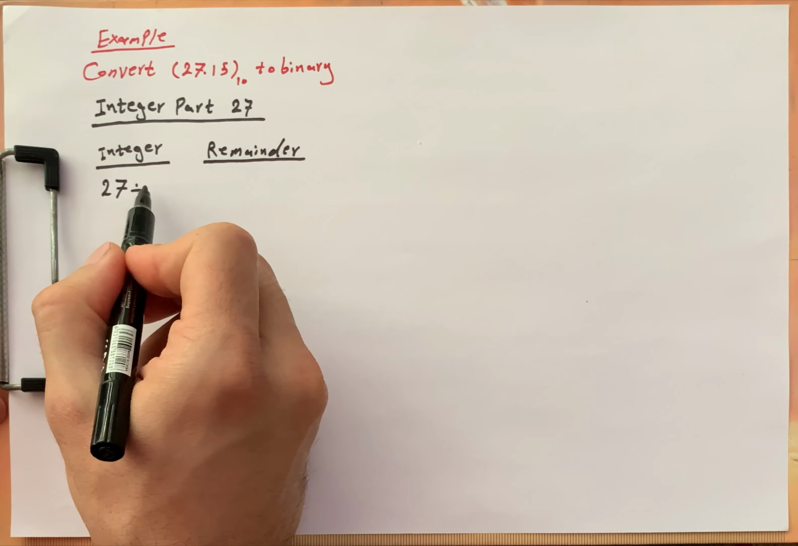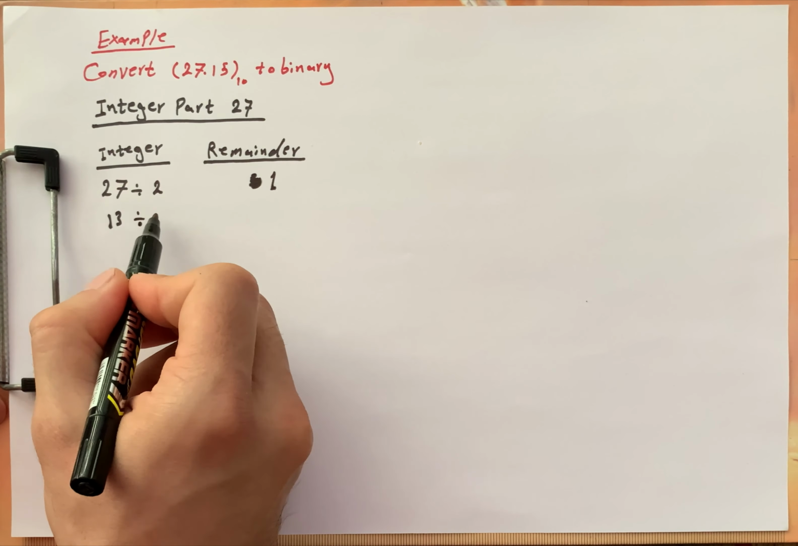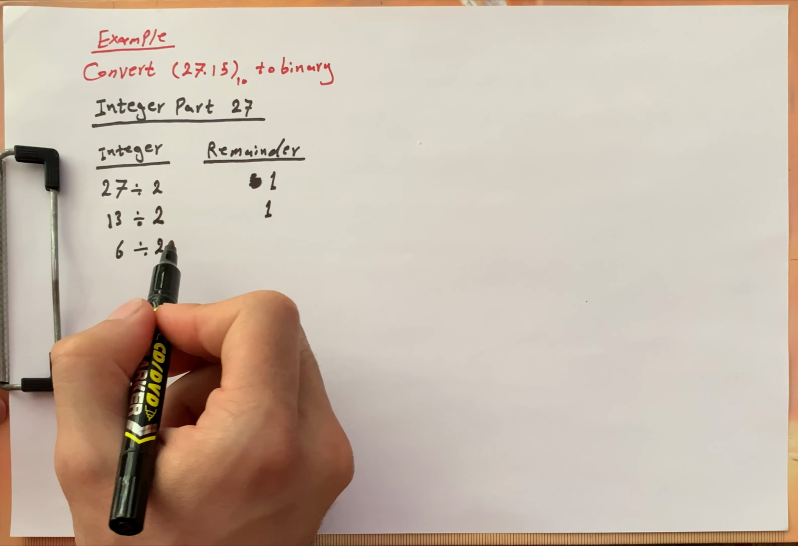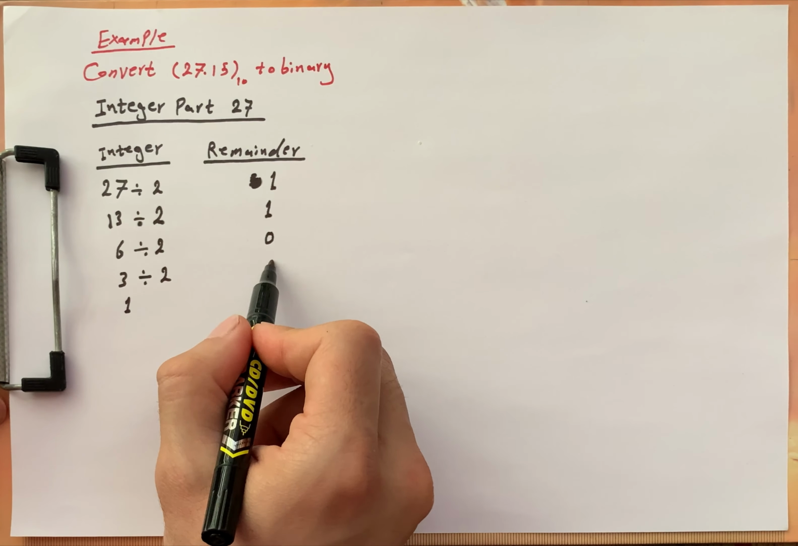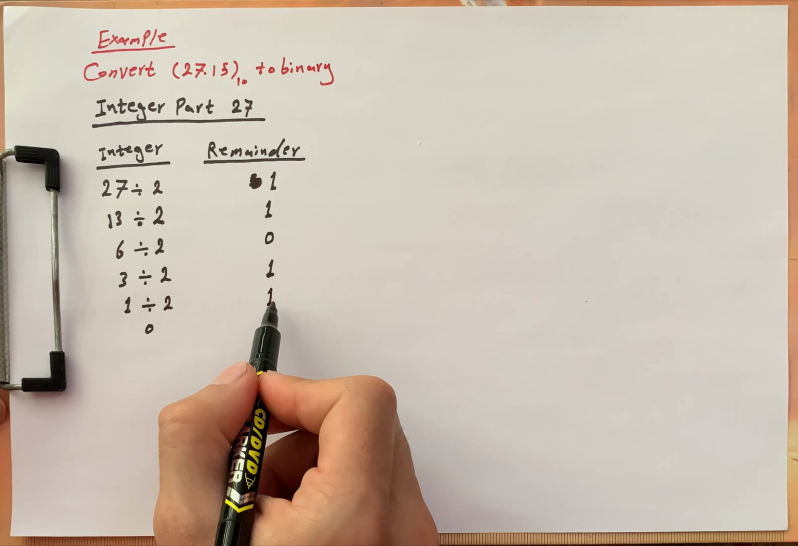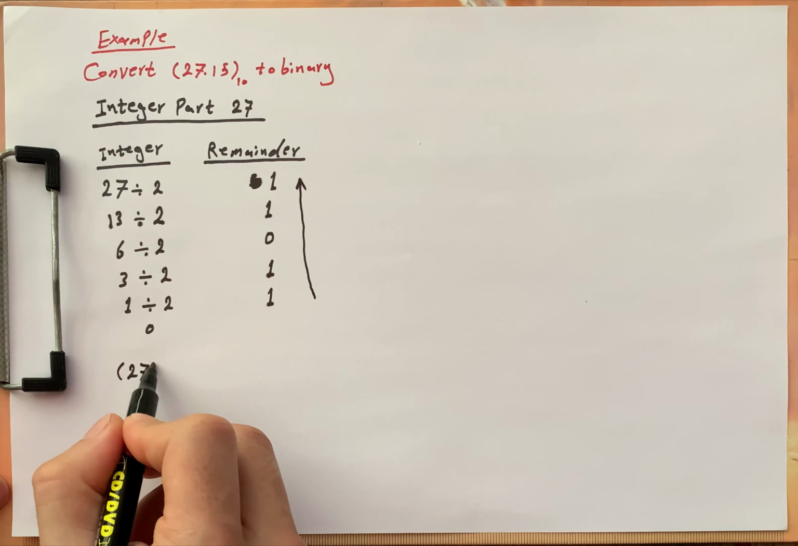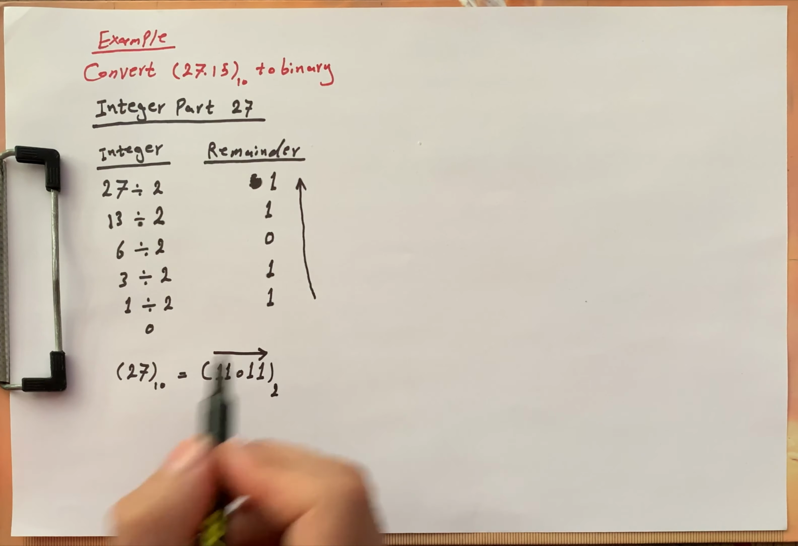Divide 27 by the base 2 gives 13 with a remainder 1. Then divide 13 by the base 2 gives 6 with a remainder 1. Then divide 6 by 2 gives 3 with a remainder 0. Divide 3 by 2 gives 1 with a remainder 1. Divide 1 by 2 gives 0 with a remainder 1. Traverse the remainder column from bottom to top. So the number 27 in decimal is equal to 11011 in binary.